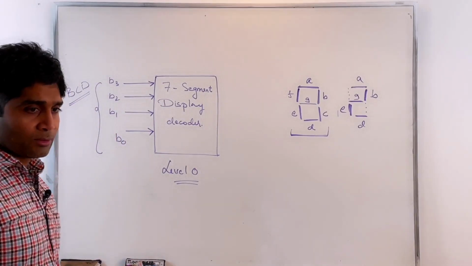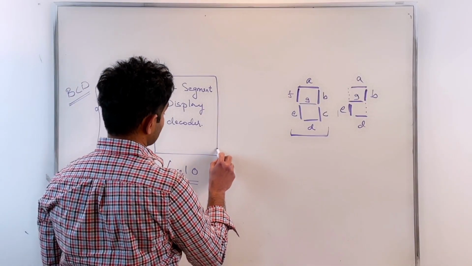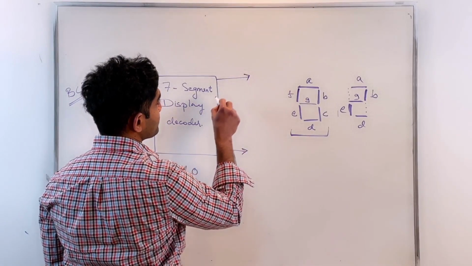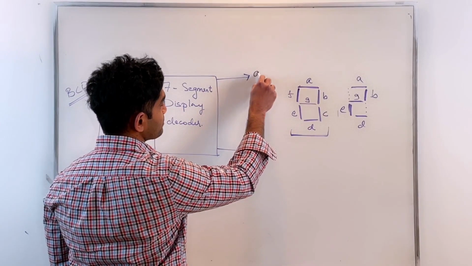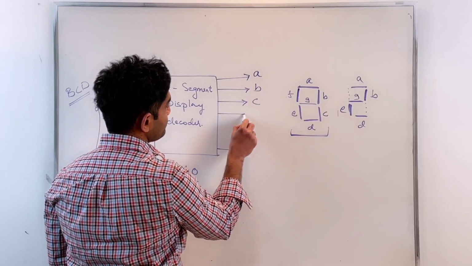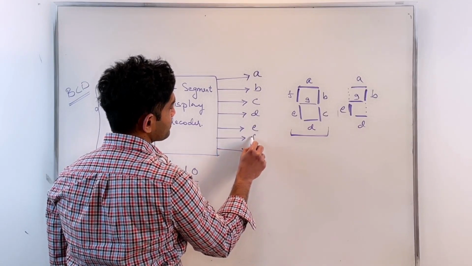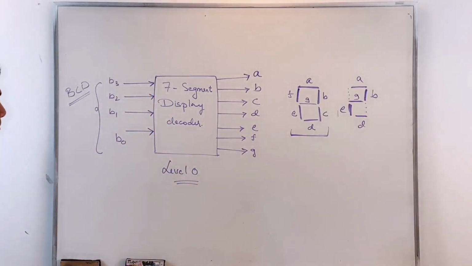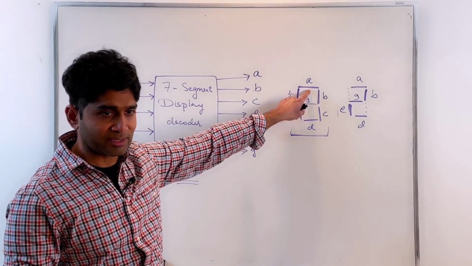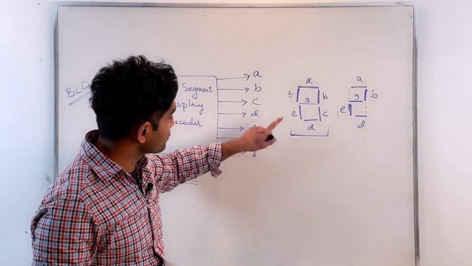And then outputs, 7 outputs, as you mentioned, A through G. Each of my outputs, like A, is connected to the light segment A, B is going to segment B, C is going to segment C, and so on.